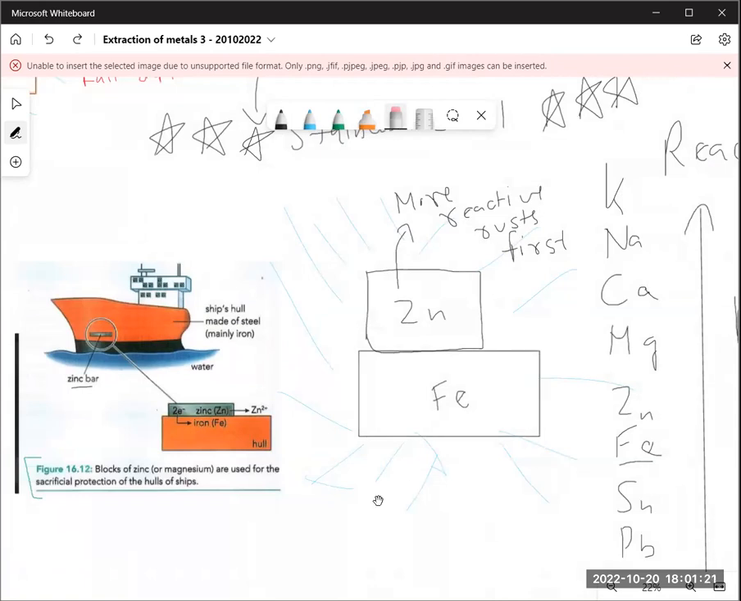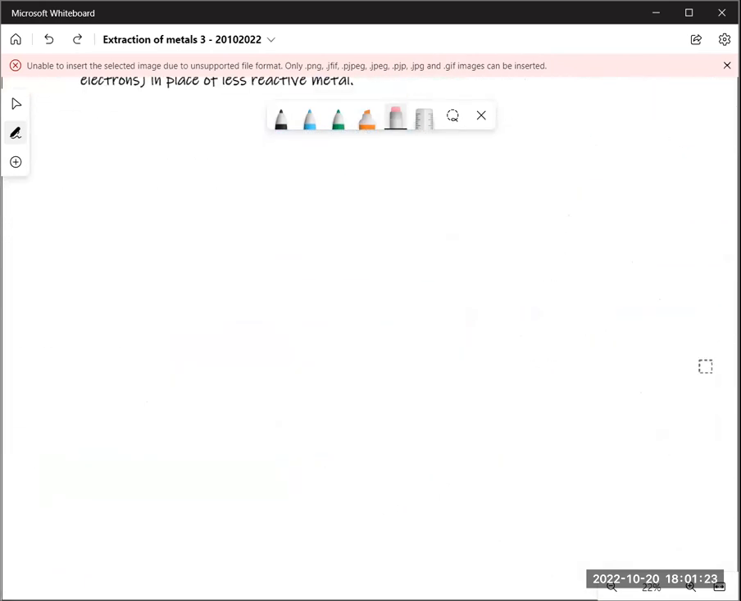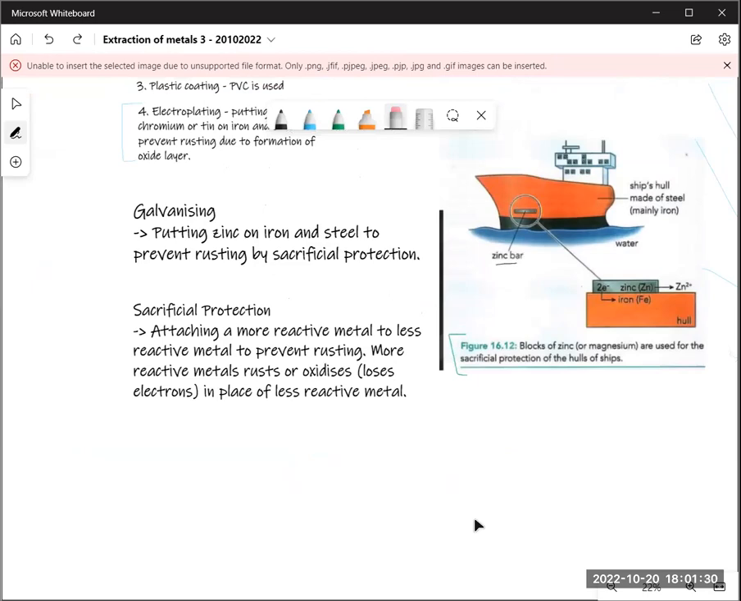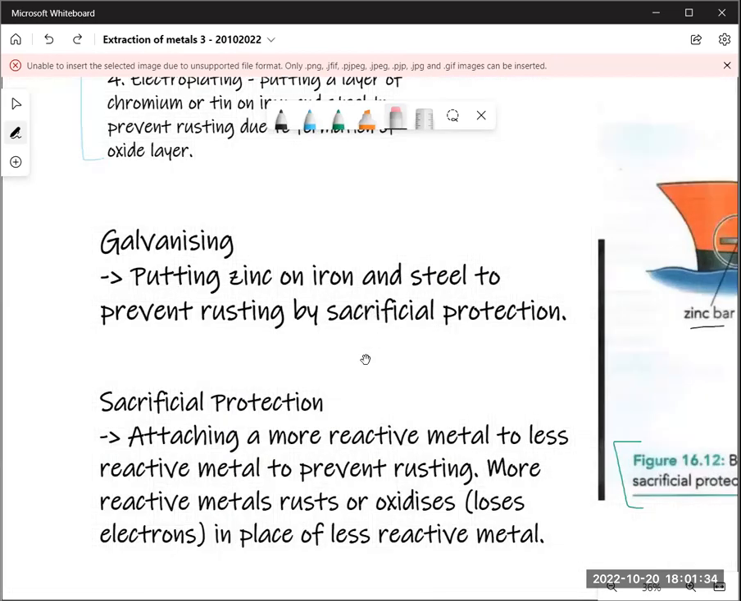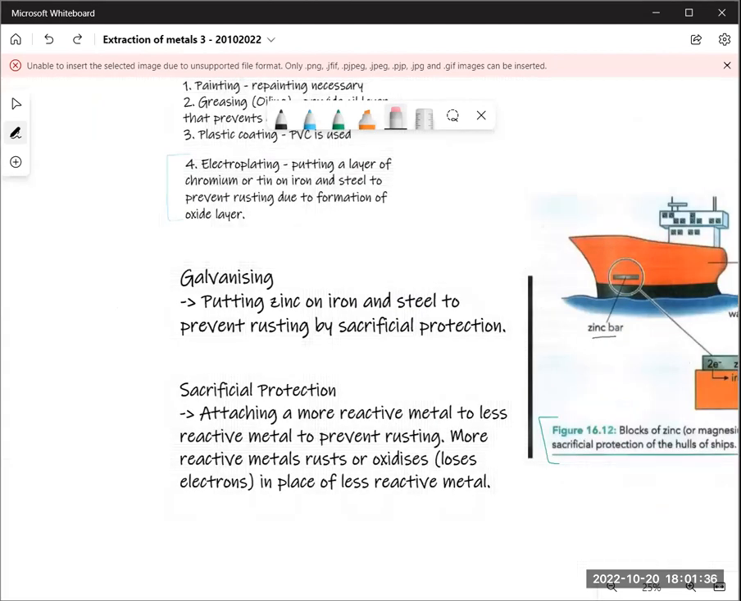Yes, sir. Fine. Now the chapter is done. Now putting zinc on lead. That's fine. Let's do some questions. Now we'll talk about sacrificial protection first.